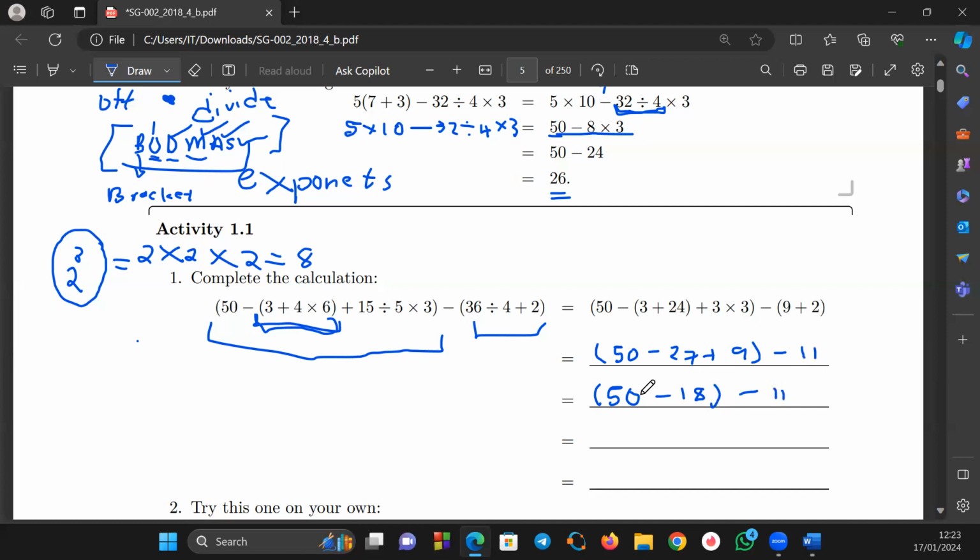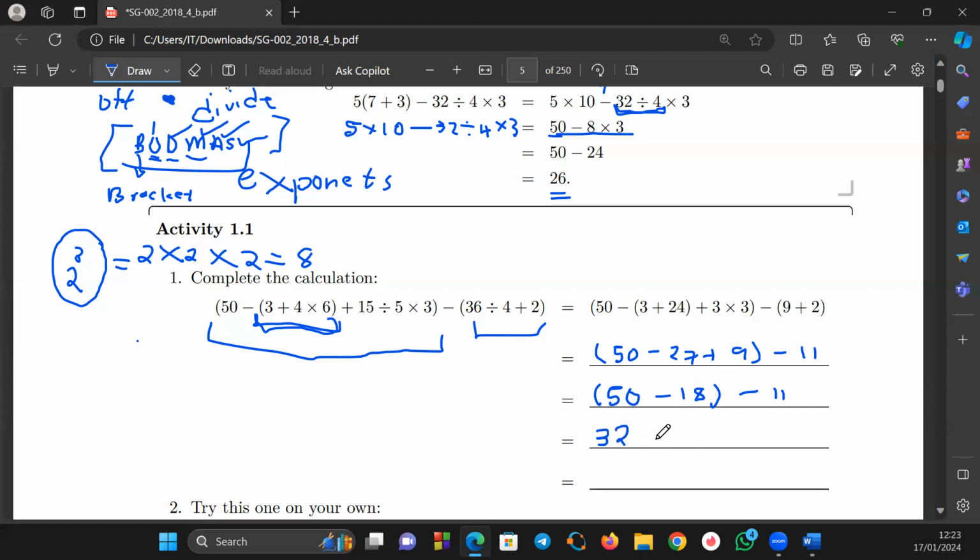That minus 11 there. We're still having something in the brackets. We're still solving some things in the brackets. Then we go to the next step. In the next step, you're going to say 50 minus 18. 50 minus 18, we're going to get 32. If you say 50 minus 18, you can also use your calculator for that.